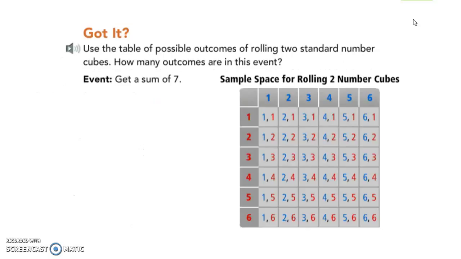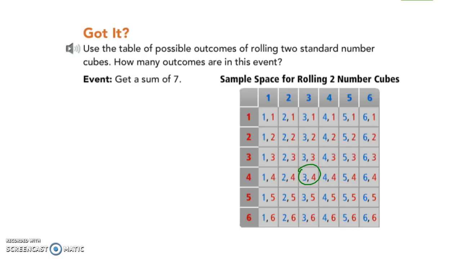Okay, use the table of possible outcomes, and it was nice of them to give that to us already so we don't have to do it. By rolling 2 standard number cubes, how many outcomes are in this event? We actually did this in our little activity when we were doing the counters game. Do you remember? How many sums of 7 can we possibly have? Well, let's look. Sums of 7.